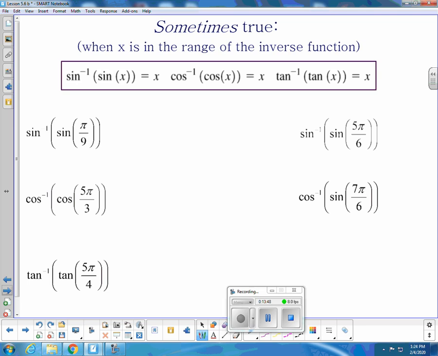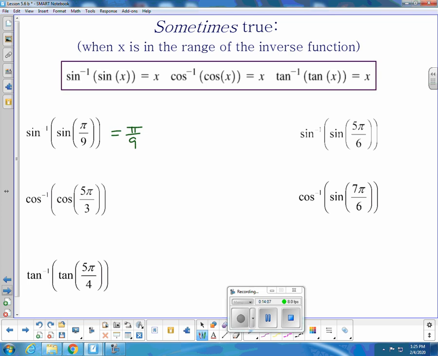Is 1/9 between negative 1/2 and positive 1/2? Yes. So this just equals pi over 9, because the angle that they gave you is within the range of the sine inverse. So you're done. Okay?